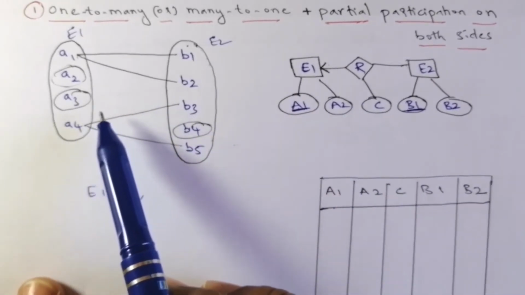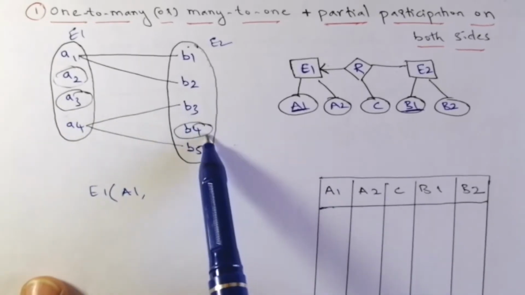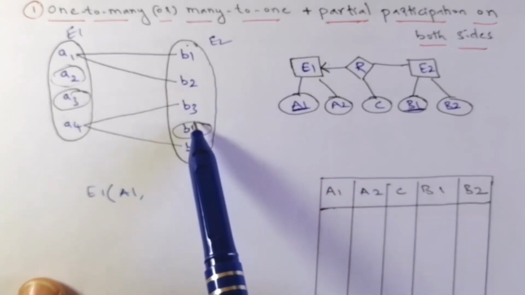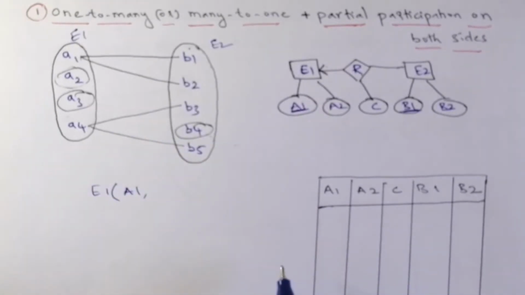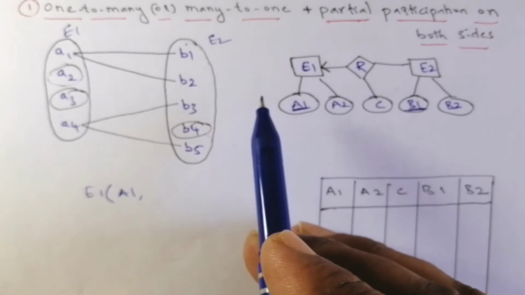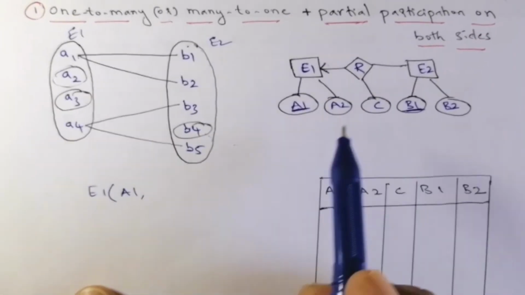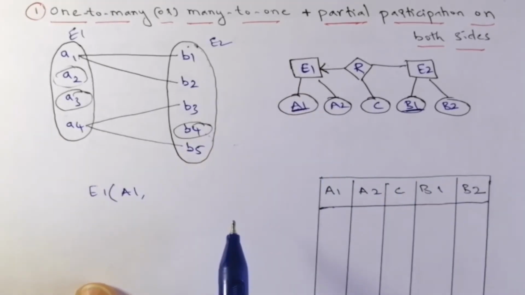So it's a partial participation. We have A2, A3 which are not participating in the relationship from the E1 side, and from the E2 side also we have B4 not participating in the relationship, right? So let us convert all of this into a single relation and check whether it is possible to have this complete ER diagram, this particular relationship, in a single relation.